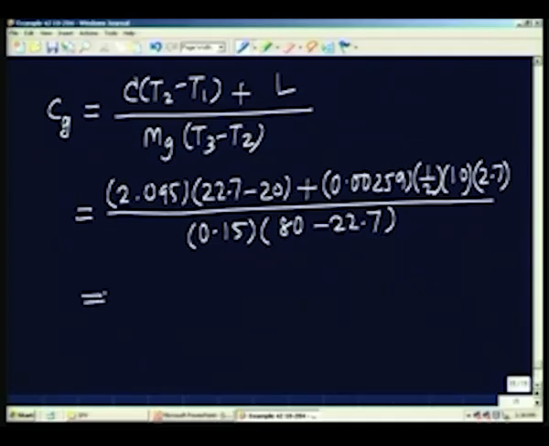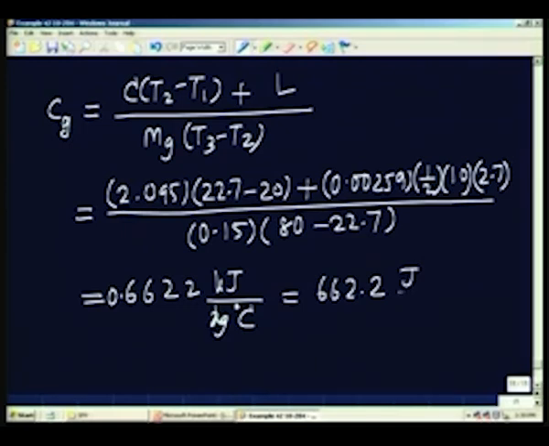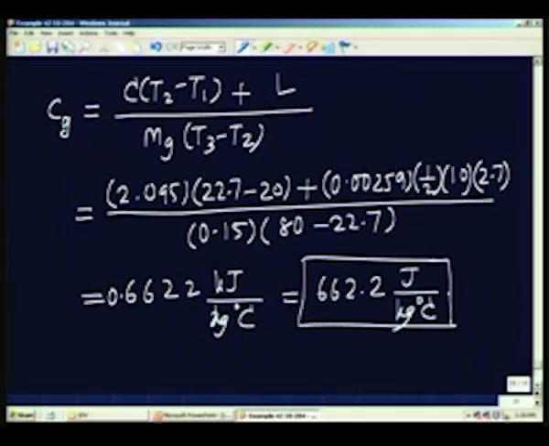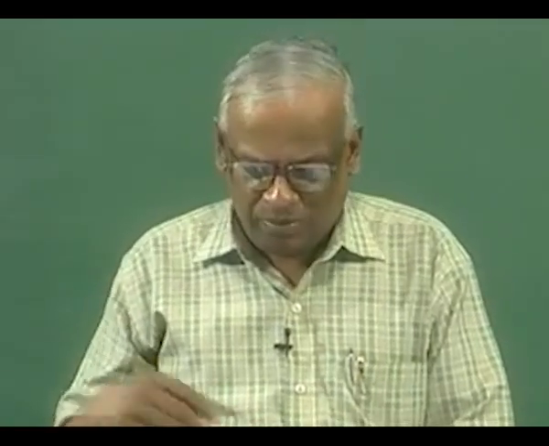This gives a value of 662.662 kilojoules per kg degree Celsius, or 662.2 joules per kg degree Celsius. This is the value. So, the glass beads, which is the solid taken in this particular case, has about 662.2 joules per kg degree Celsius as the specific heat.